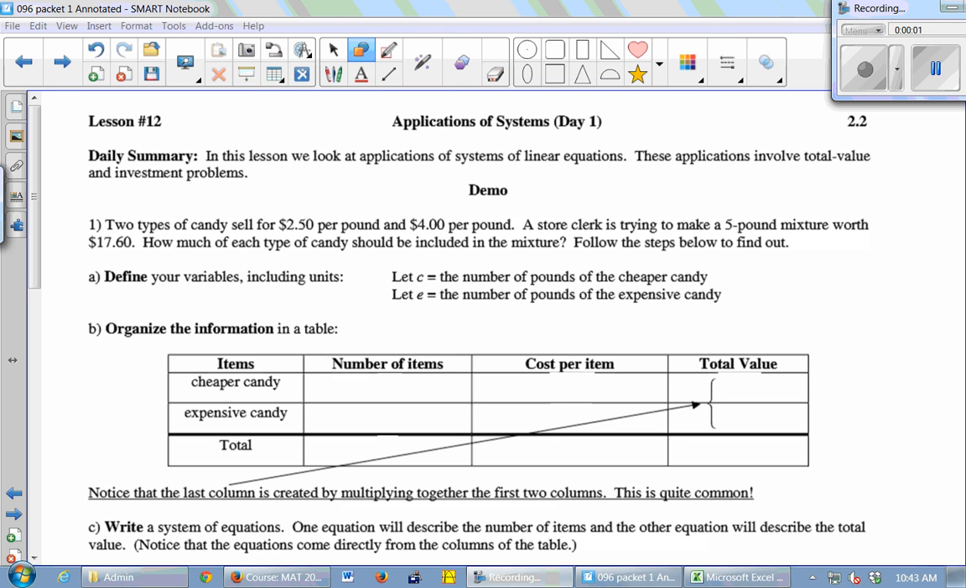All right, today we're going to look at applications of systems of linear equations. So basically these are word problems where you're going to use the techniques from the past two classes, solving algebraically or solving graphically, once you've gleaned the information from the word problem.